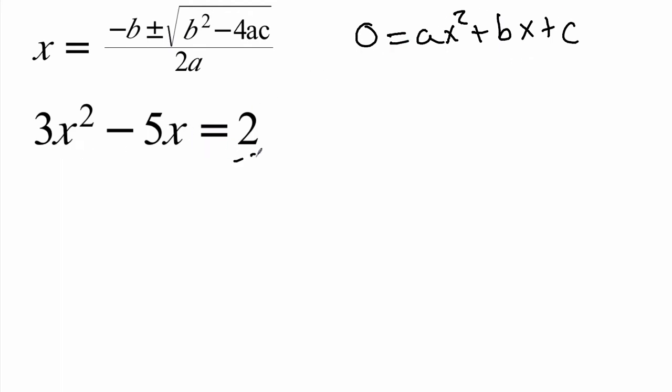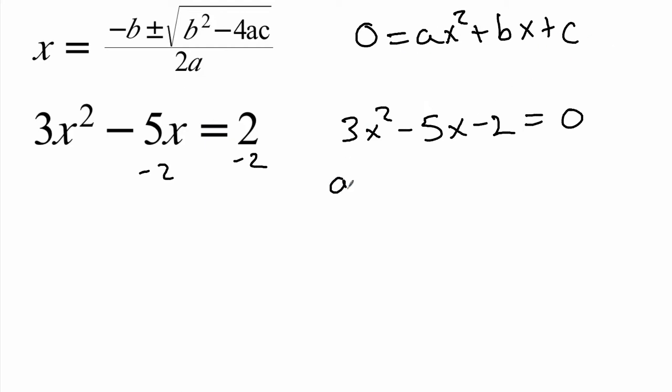So the first thing we're going to do is subtract 2 from both sides, and then we will have 3x squared minus 5x minus 2 equals 0. So now it's in this form. And so we can identify that a is 3, b is negative 5, and c is negative 2. And when you have your a, b, and c values, all you need to do is plug them into this formula up here. So let's go ahead and do that.